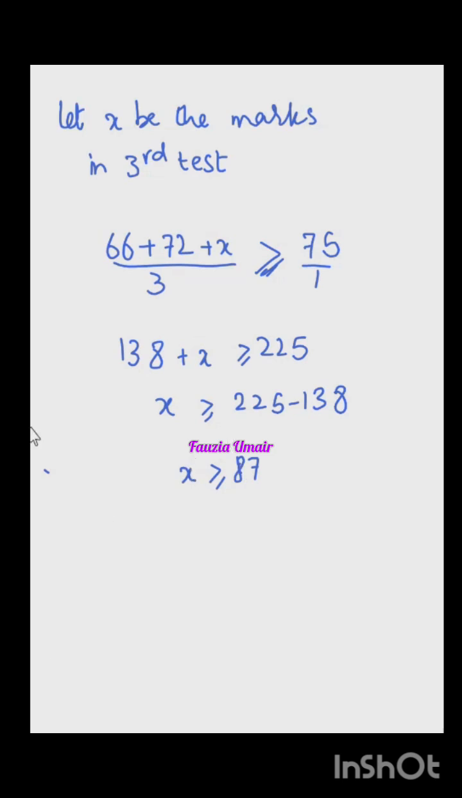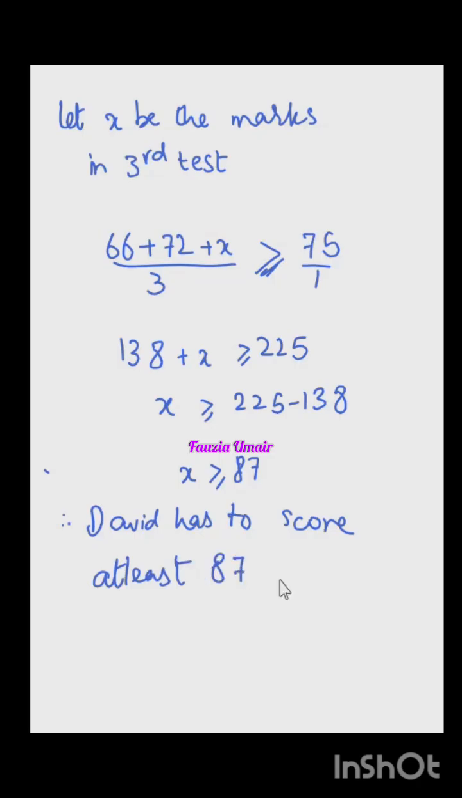Okay. So at the end we will write down: Hence, David has to score at least, now this word is important, at least 87 marks to reach 75%. Now, is it making sense?